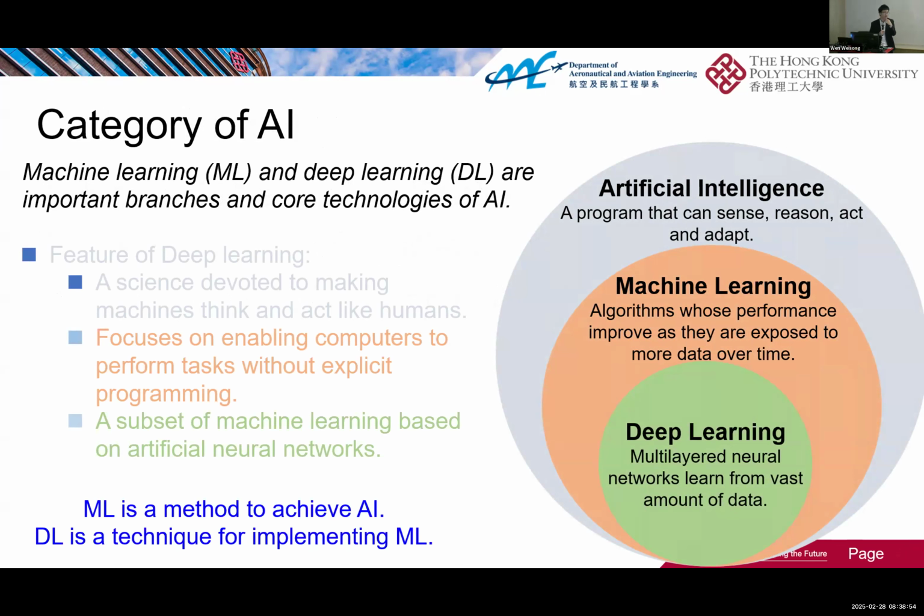So in the middle is machine learning. It's a story of the past 40 or 50 years. Machine learning has some names like random forest, decision trees, and also regression. Those are all machine learning.